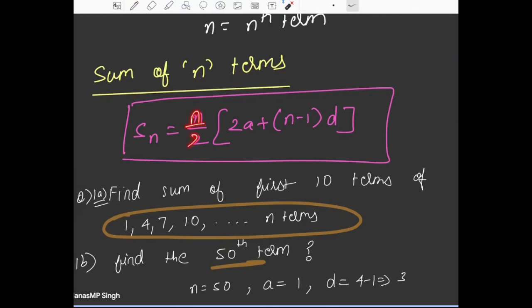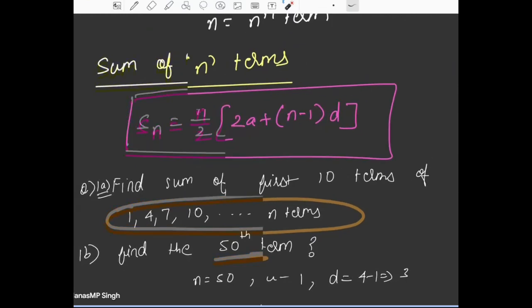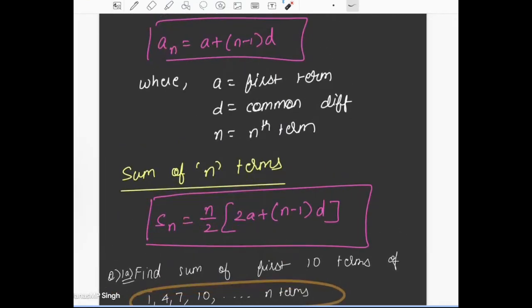n over 2, bigger bracket, 2 times a plus n minus 1 times d. There is a small similarity between these two formulas. So n minus 1 times d remains the same. The a becomes 2a, and put a bracket and n by 2 standing outside. So that's a way to remember the formula.